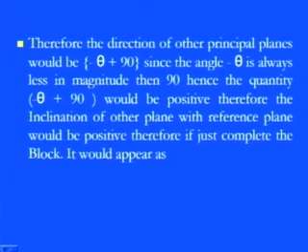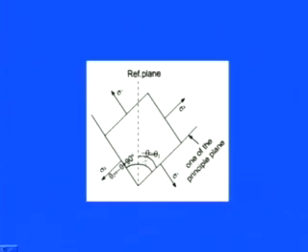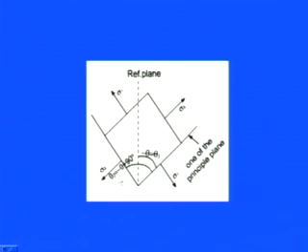Hence the quantity minus theta plus 90 would be positive, therefore the inclination of the other plane with the reference plane would be positive, because we are adding the 90 degrees here. It just completes the block, because we want to complete the total block by adding 90 degrees to minus theta, and it would appear exactly like that. You see here, if it is minus theta, this is my reference plane, it would be here at minus theta, this is 1, so this is my first principal plane. Now we need to add those things. So this is the other plane, which comes from minus theta plus 90 degrees. This is my sigma 2, sigma 1 is this. To complete the block, we first put minus theta here and minus theta plus 90 here.